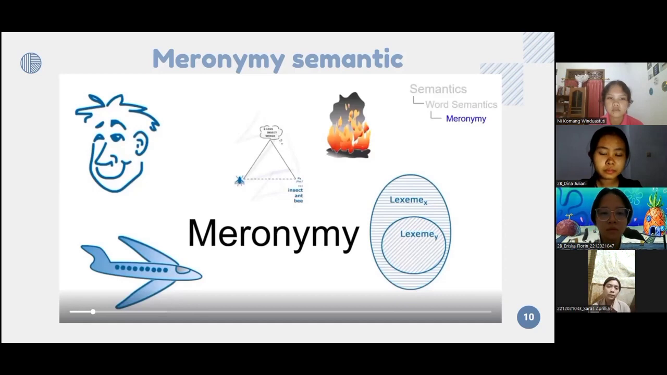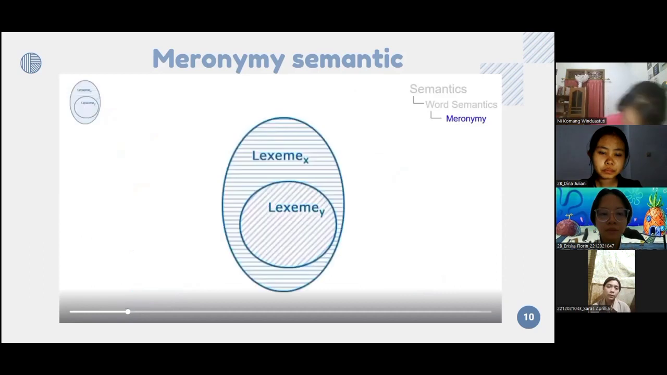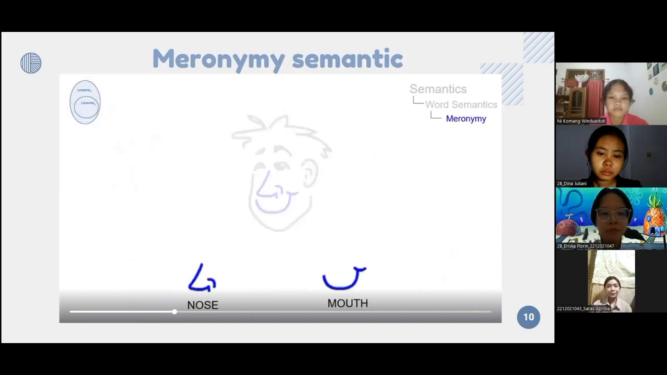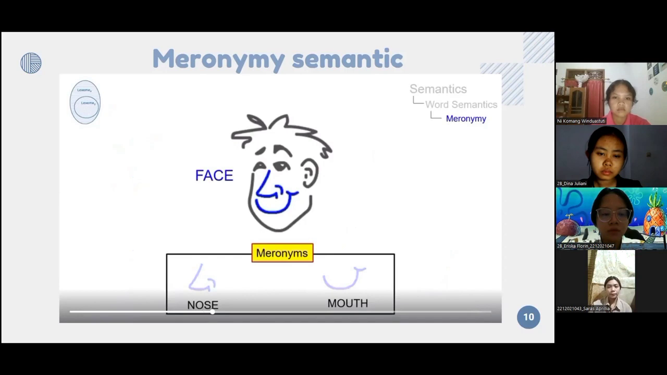Meronymy is a relation based on the notion of inclusion. It describes a part-whole relationship between lexemes. For example, nose and mouth can be read as parts, or meronyms, of face, the so-called holonym.